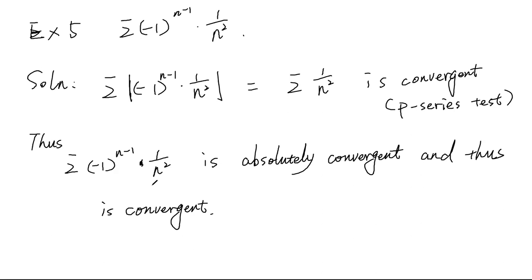But the introduction of absolute convergence is mainly for the next test we're going to learn, which is called the ratio test. And the ratio test will be the test we will use the most in the rest of this chapter.